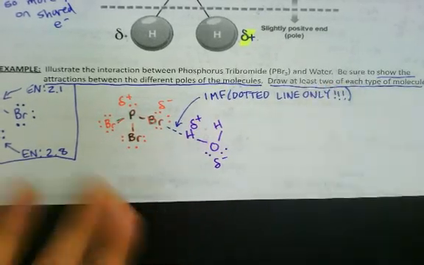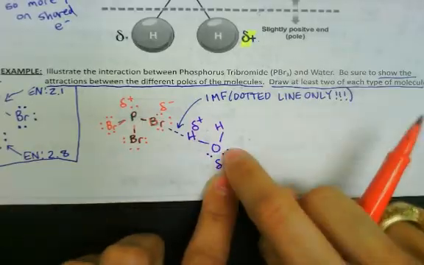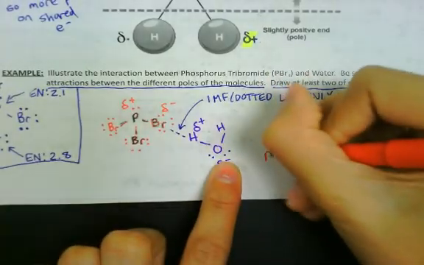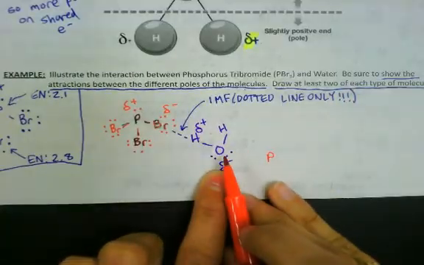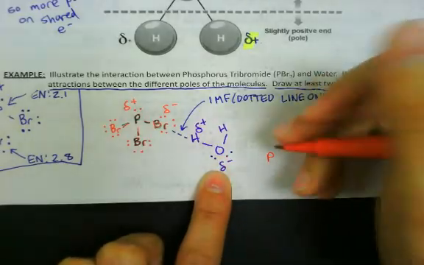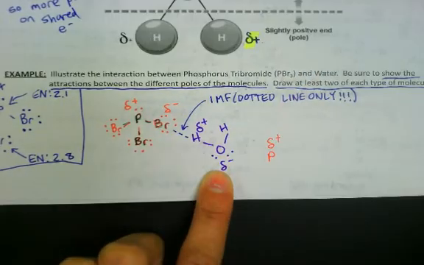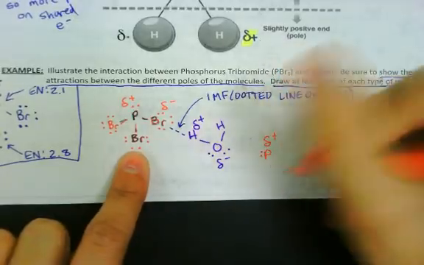Okay? We want to draw two of each type of molecule. So again, I'm going to draw the P over here so it's close to my oxygen. Because remember, the P is the partial positive on this molecule.